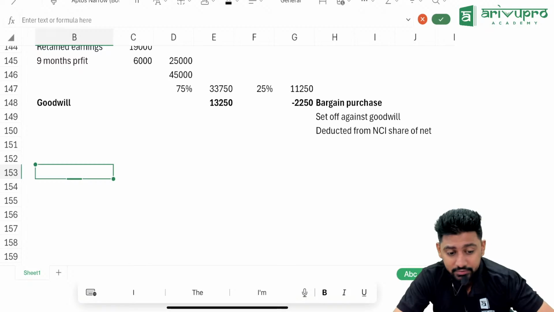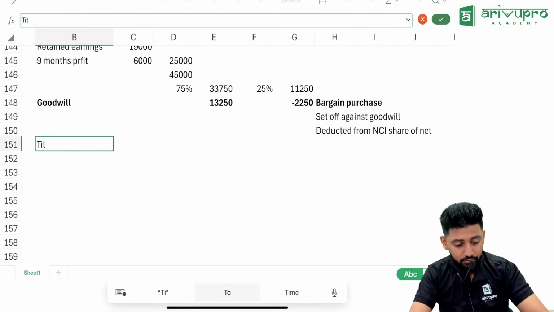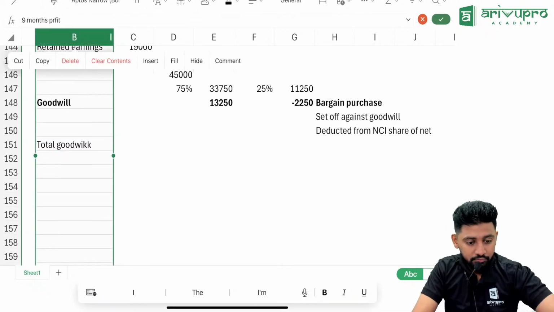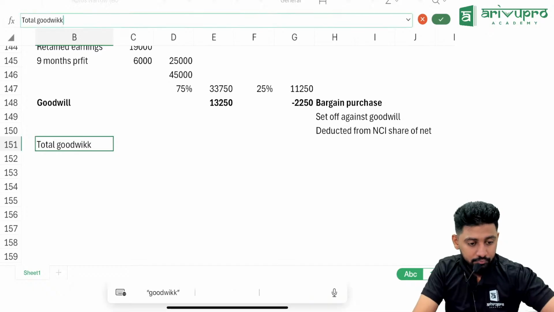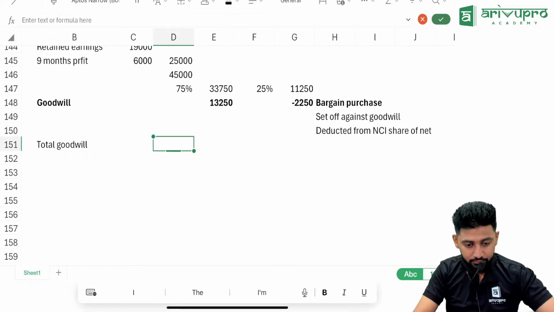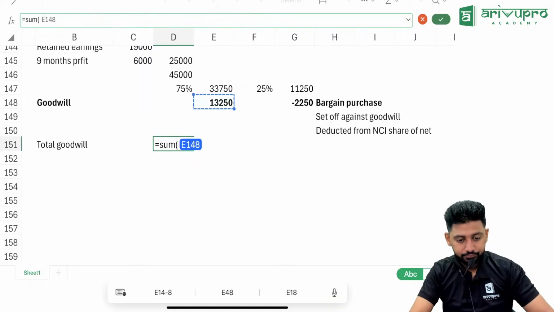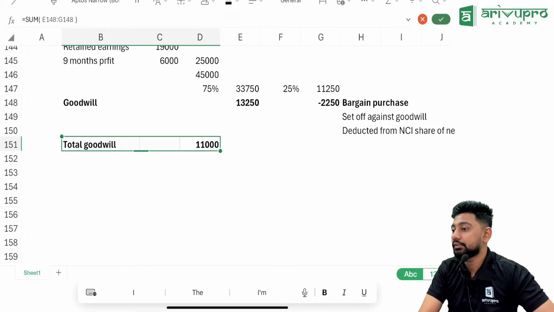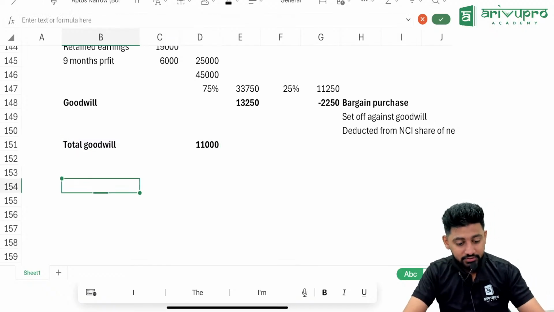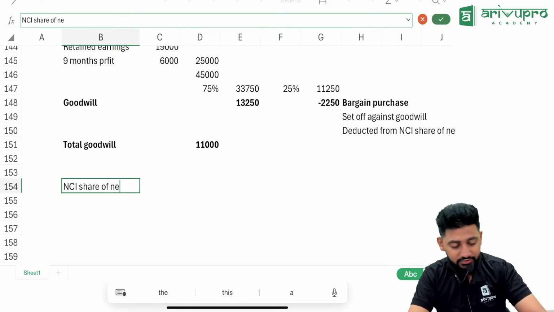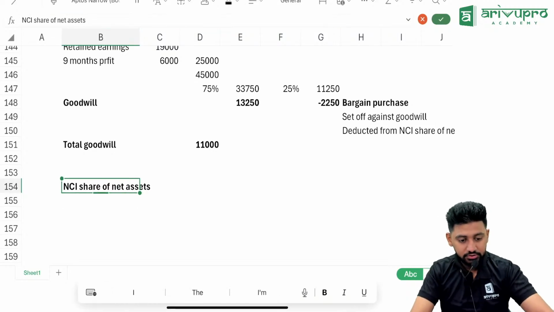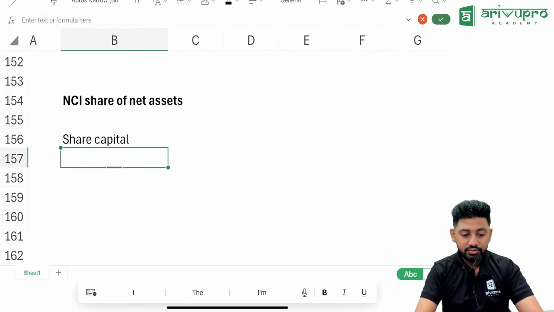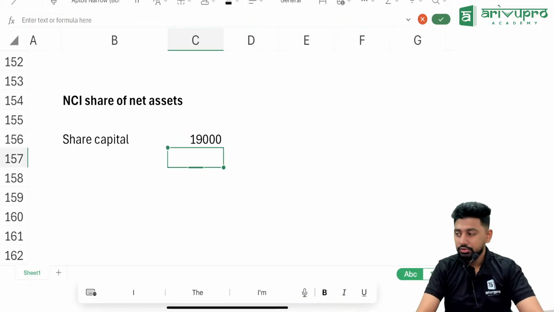Okay, now that I'm done with it, my total goodwill equals the sum: 13,250 minus 2,250, 11,000. Are we clear? Okay, done. What's next? NCI share of net assets. Look here. NCI share of net assets. What do I have? Share capital. How much is share capital? 19,000.